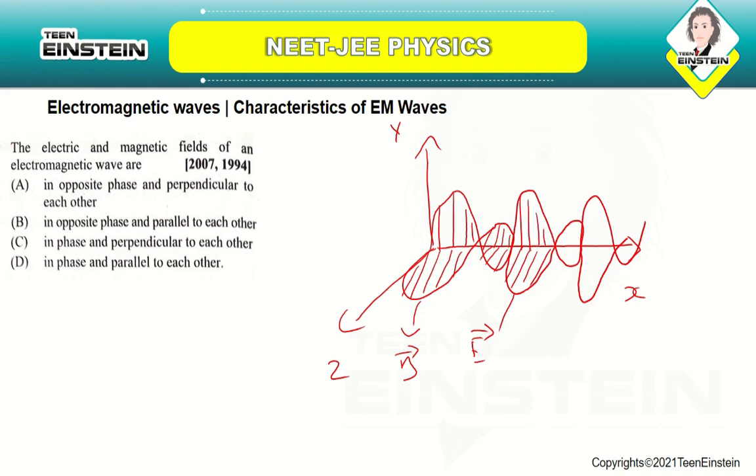Okay, so you can see that they both are in phase, but they are perpendicular to each other. Okay, they are perpendicular to each other. So the correct answer is option number C. So both electric and magnetic fields are in phase, but they are perpendicular to each other. So the correct answer is option number C.